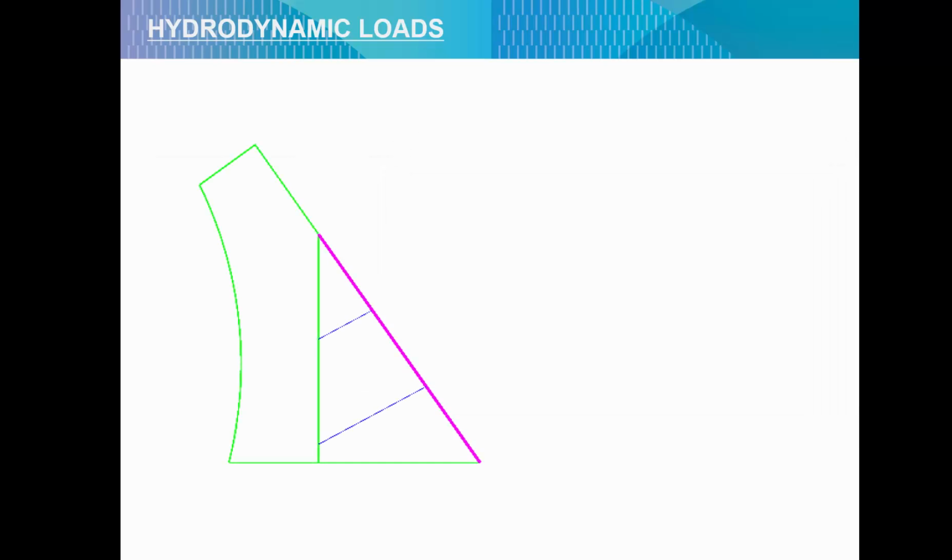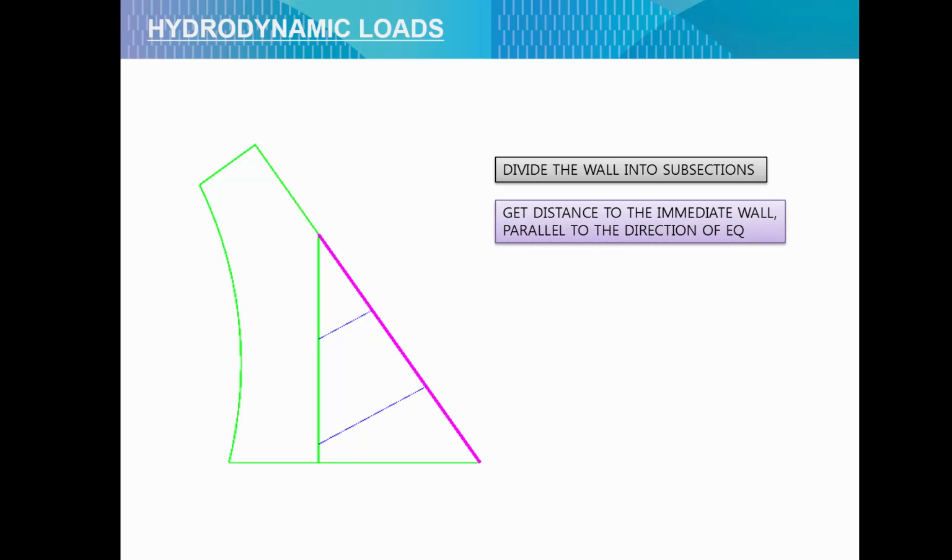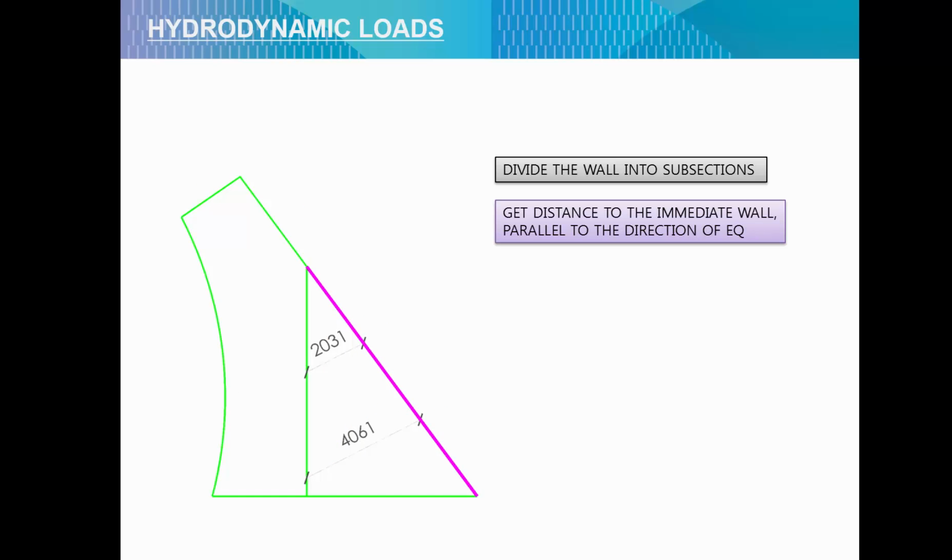Now, how do we determine this hydrodynamic load? First, we would select a wall. Now, this wall, we'll divide it into subsections. In this project, we use 3 subsections, but you can use a higher number, maybe 4 or 5, to increase the accuracy of the loads that you are going to apply. Next, we get the distance of these subsections to the intermediate wall parallel to the direction of the seismic force.